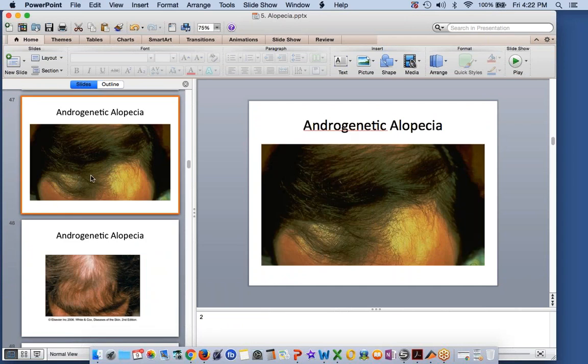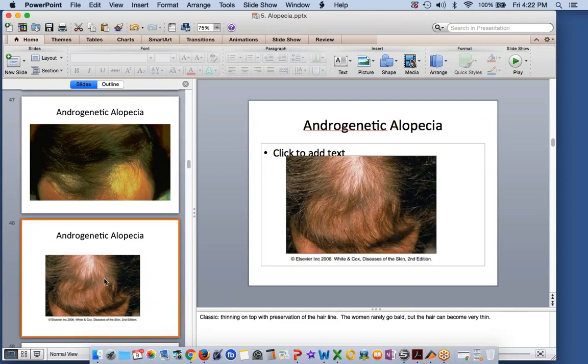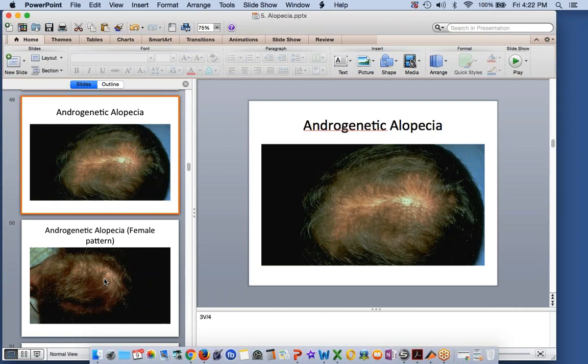So as you can see, there's bitemporal baldness in this situation, and here it's a diffuse hair loss that we can see in the female. Again, a diffuse hair loss we see in the female. By the way, the new treatment that we are conducting in our offices is PRP injections. That is a treatment that works very well for especially the female.